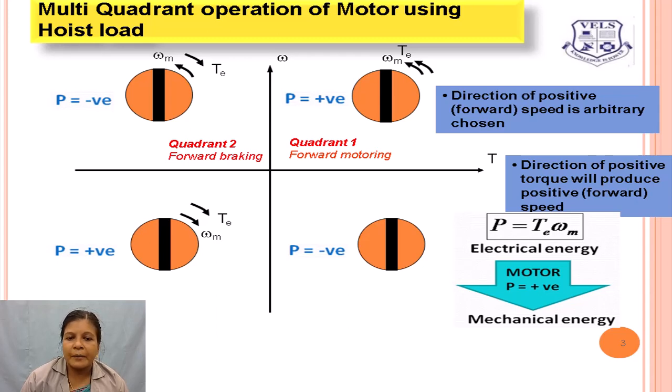Since both the speed and the electromagnetic torque are in the same direction, the developed power is positive here. In the fourth quadrant, the developed power is negative, because the direction of the loaded cartridge is going to be downward, so the direction of the speed is negative. When the drive is involved in downward movement, the speed of the motion is considered negative, and the developed torque is positive here. So what happens? P is equal to T into omega m. Positive into negative, so the developed power is negative.